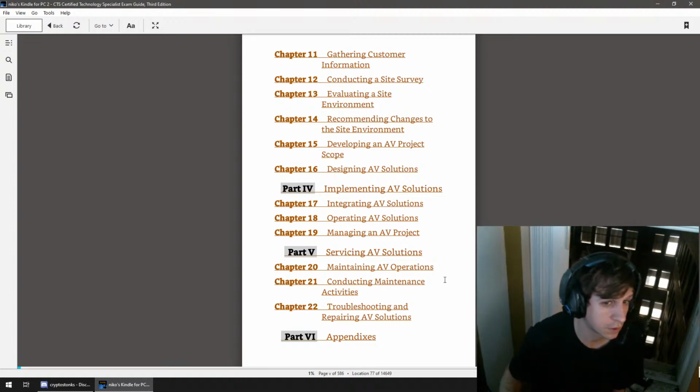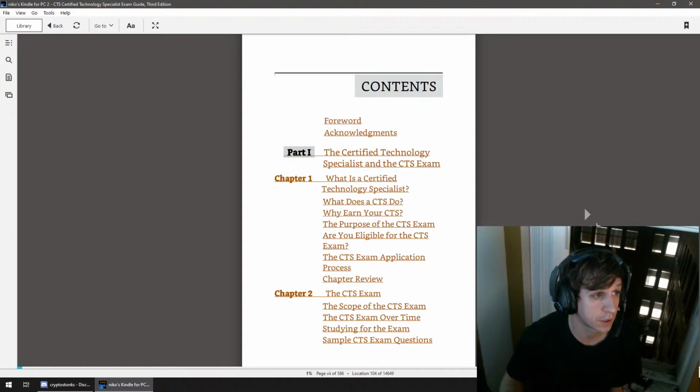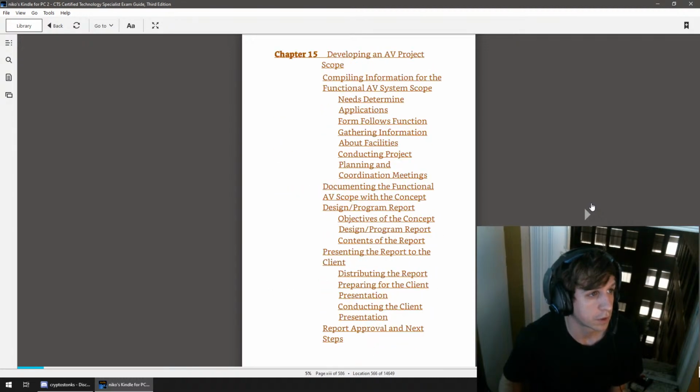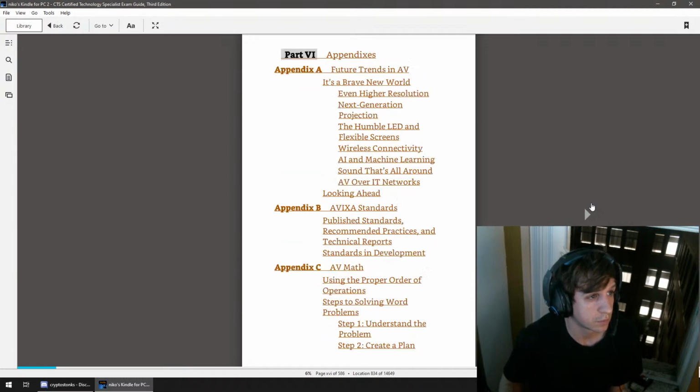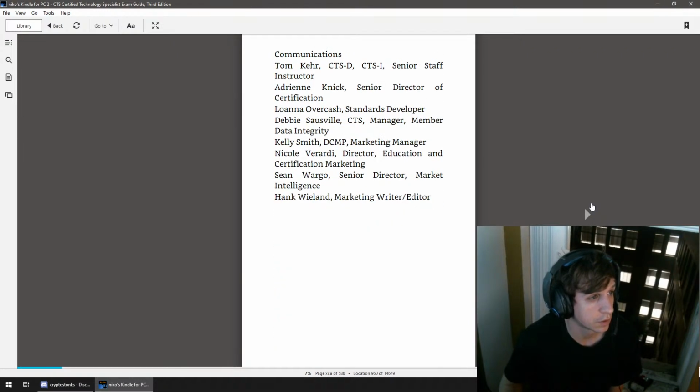And then it's just the appendixes. And then future trends in AV, Avixa standards, AV math, about the online content. There's more. So yeah, there's a lot of stuff in this. So yeah, we're just gonna keep doing this, and it's gonna be amazing.